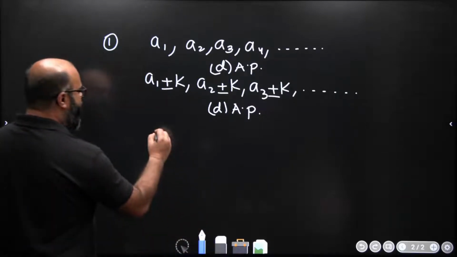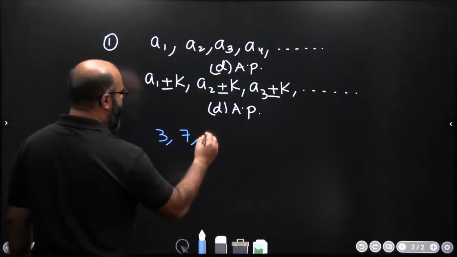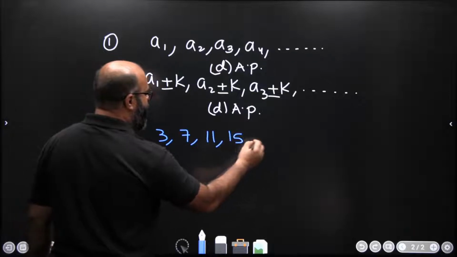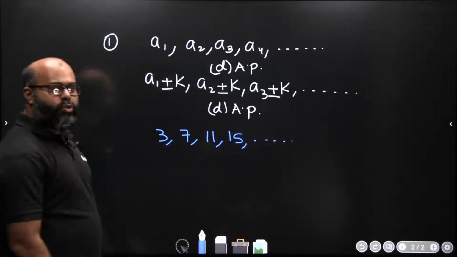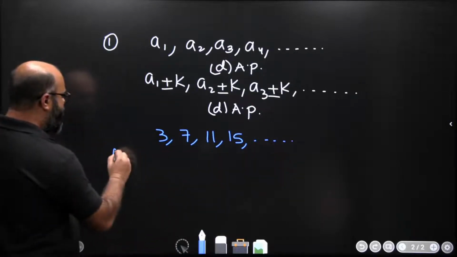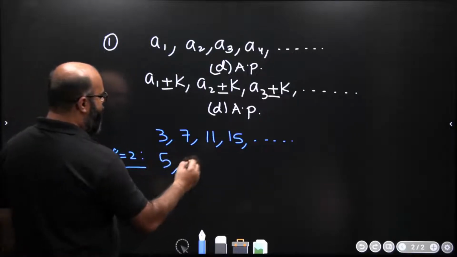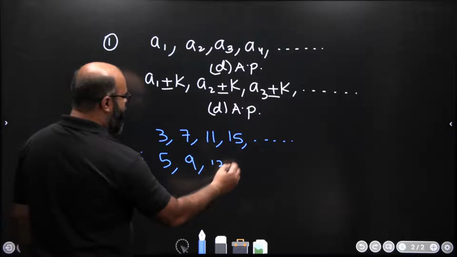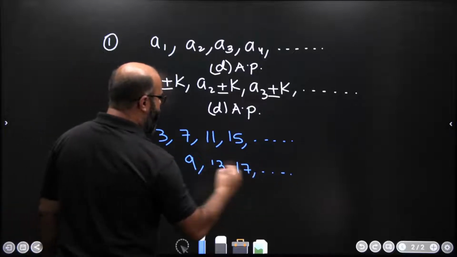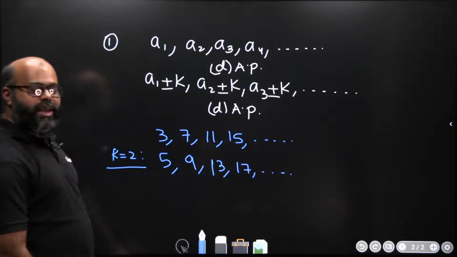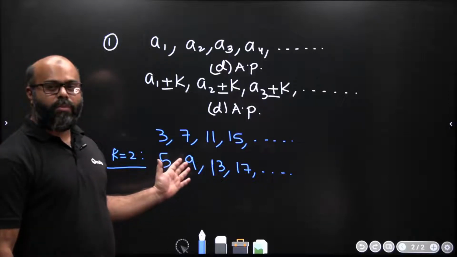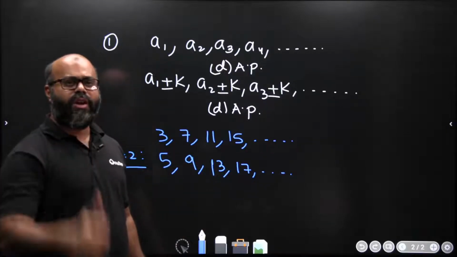Again we take 3, 7, 11, 15, and I am adding 2 to each and every term. So k is equal to 2 here. This will be 5, 9, 13, 17, and so on. Is this an AP? Yes, this is an AP. What is the common difference? The common difference is still 4, right, students?